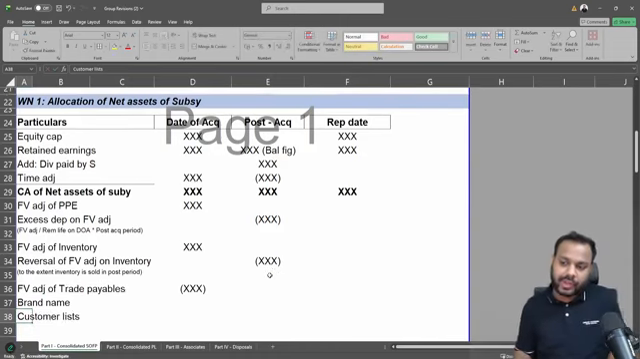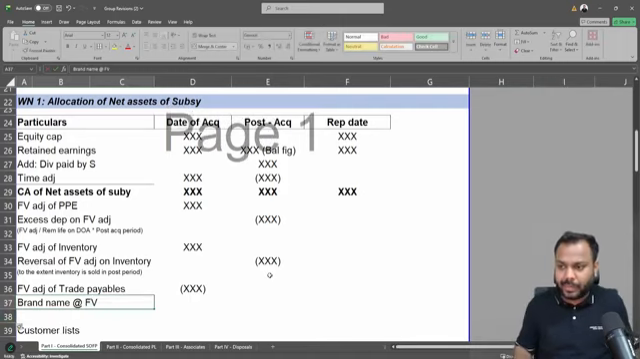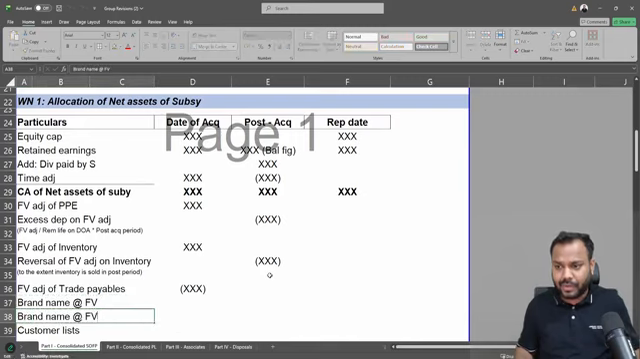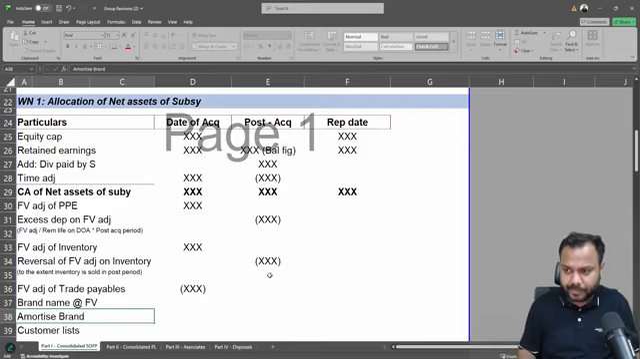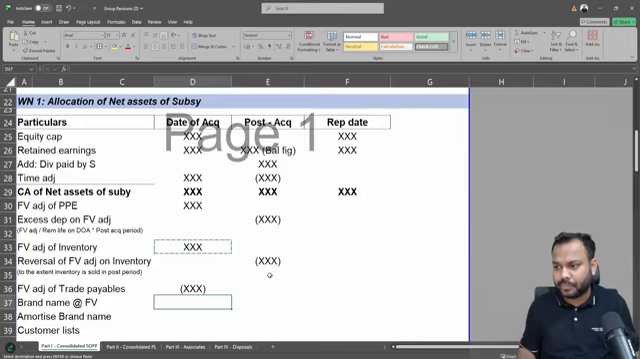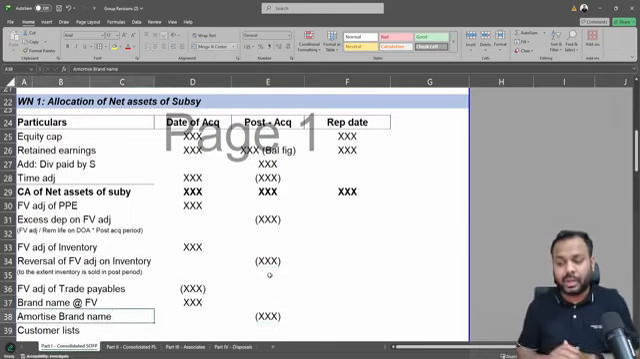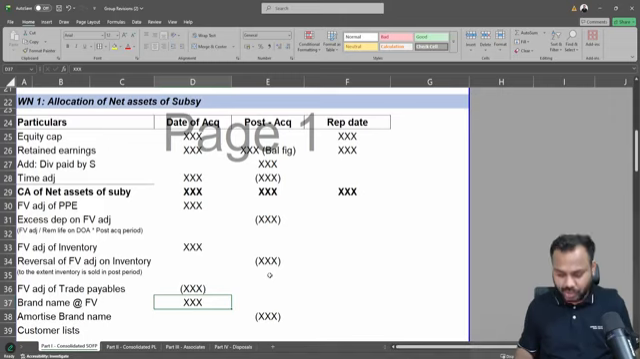Customer lists. If there is any brand name, yes, the brand name will have to be recognized at its fair value. Now, if we are recognizing the brand name, we have to amortize the brand name also. How to amortize the brand name? It is the fair value of the brand name on the date of acquisition divided by the remaining life. This is how we amortize the brand name, and similarly for customer lists also.